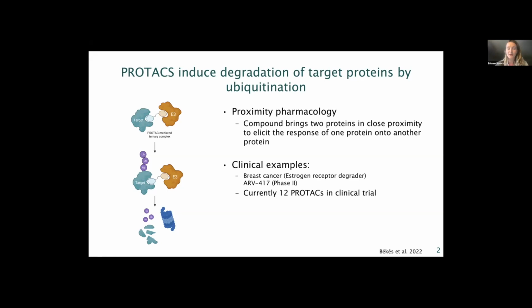PROTACs are paving the way, and currently there are about 12 PROTACs in clinical trials, including degraders for cancer and autoimmune diseases. An example of that would be the estrogen receptor degrader by Arvinas to target breast cancer.